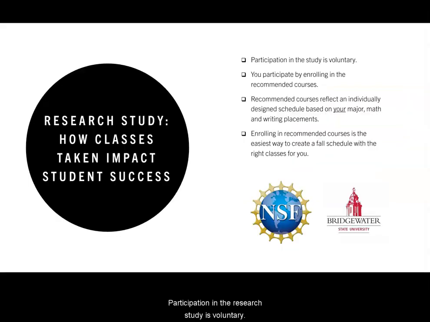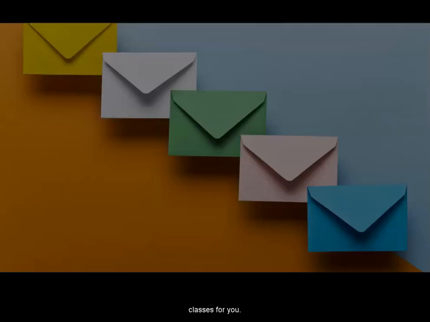Your participation in the research study is voluntary. The way you participate is you enroll in recommended courses. Those recommended courses were individually selected for you based on your major, math, and writing placement. Enrolling in the recommended courses is the easiest way to create a fall schedule with the right classes for you.